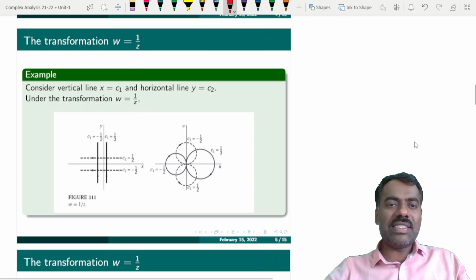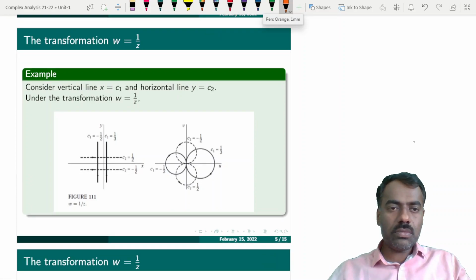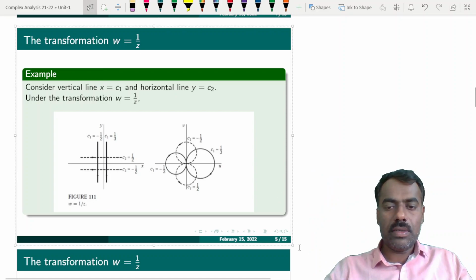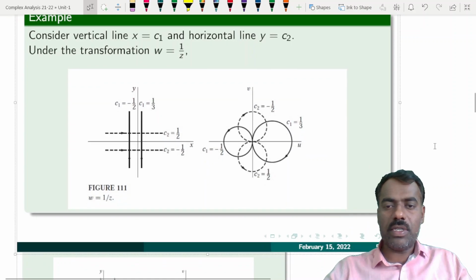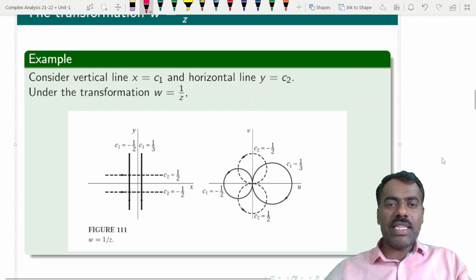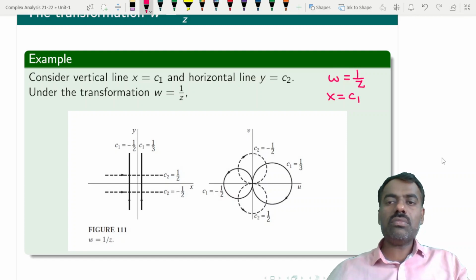Fine. Let's see one example to understand how w is equal to 1 by z looks like. So let's increase this a little so that it is visible clearly. Take w is equal to 1 by z, and consider the line x is equal to c1, for example, this vertical line x is equal to c1.